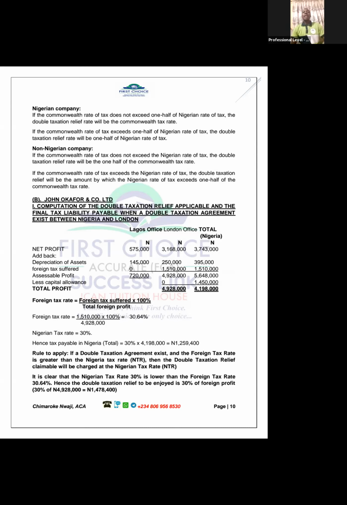Now look at the foreign tax suffered. The reason why we are adding it is because we want to get back our taxable profit, of course, assessable profit before tax. And so we add them back, and we've gotten a figure for our assessable profits, 720,4928, and 5648,000.